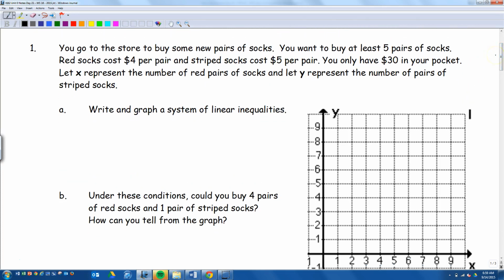Go to the store to buy new pairs of socks. You want to buy at least 5 pairs of socks. Red socks cost $4 and striped cost $5. You only have $30 in your pocket. X represents red pairs, Y represents striped socks.